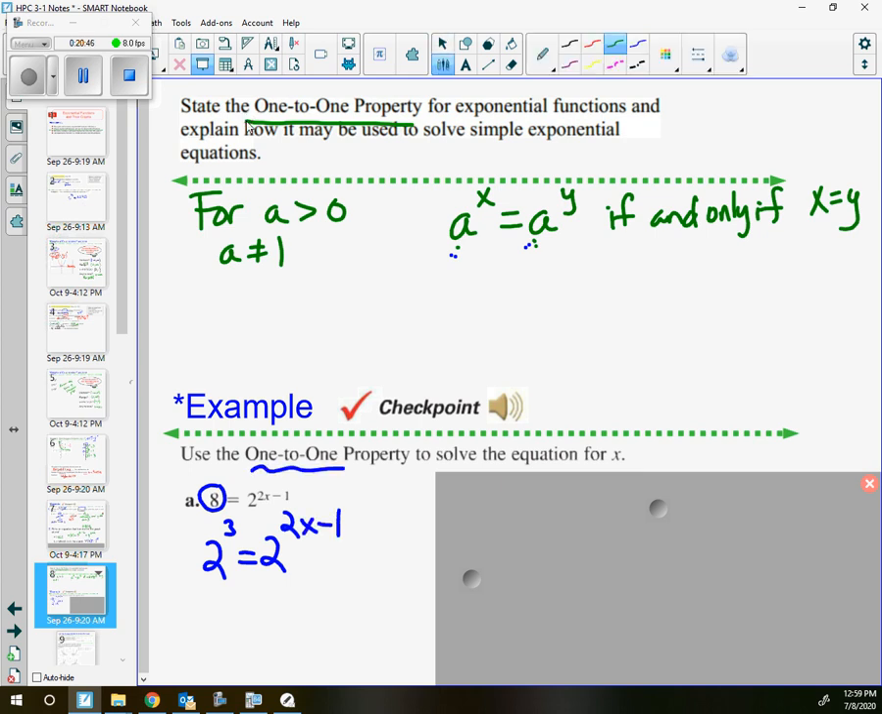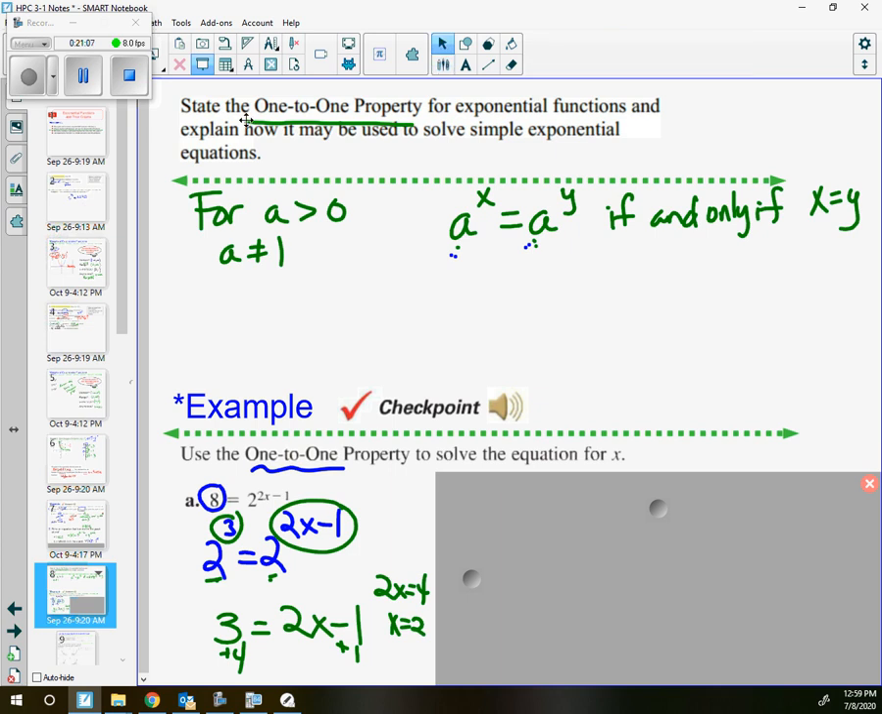Some people call it the equality property. If you have two expressions that are equal and their bases are the same, then gosh, their exponents better be the same as well. So we could say 3 must be equal to 2x minus 1, and I can just solve for x. So add 1. So we'll have 2x equals 4. So x would have to be 2.